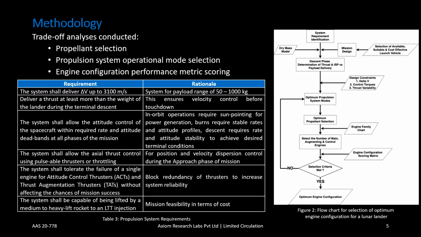On the left, which is table 3, the system must have a delivery capability of delta V up to 3.1 kilometers per second, and must have a thrust which can deliver more than the weight of the lander during the terminal descent to ensure vertical control of velocity. The system shall allow the attitude control of the spacecraft within the required attitude and rate deadbands. And there should be axial thrust control using pulsability or throttleability.